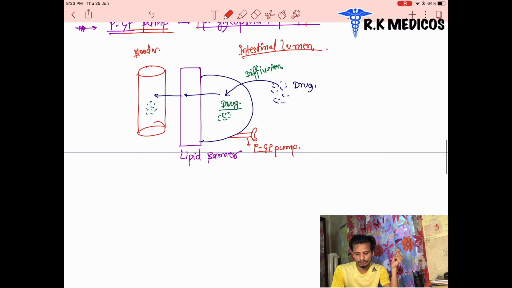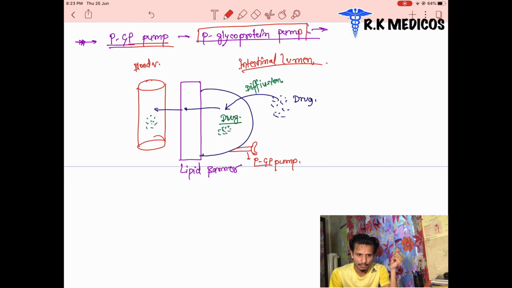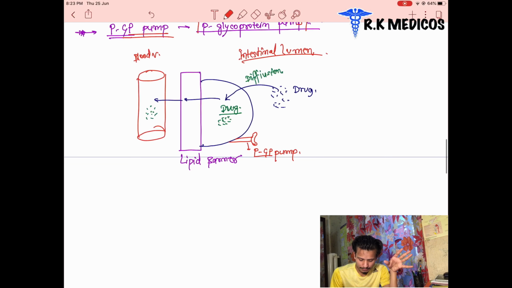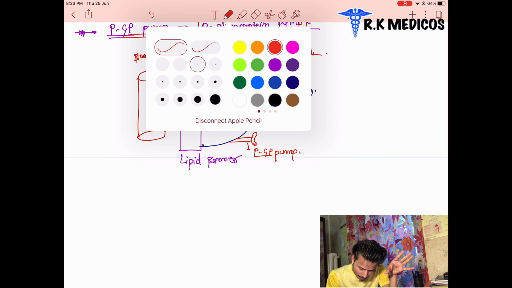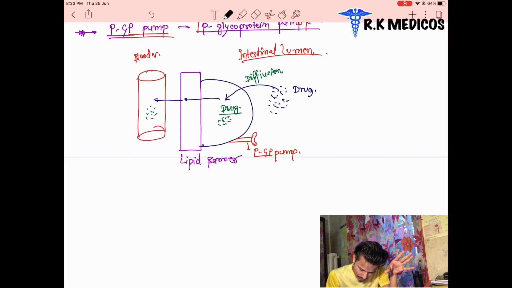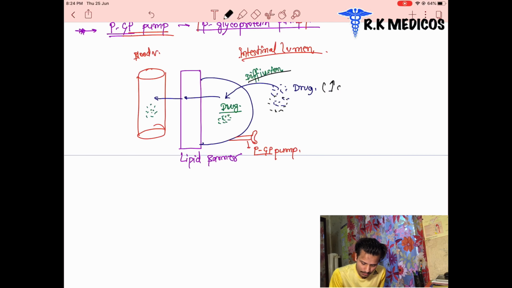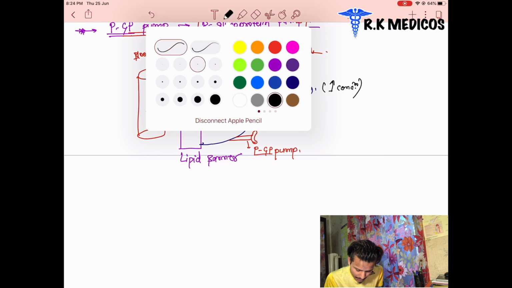What is the role of the PGP pump? Where is it located? It is located in the intestinal lumen cells on the barrier. The drugs are moving along the concentration gradient, yes, because diffusion occurs. The drug concentration is higher in the intestinal lumen and they are moving towards the lipid barrier. After that we can see another type of receptor is present here, the PGP pump.